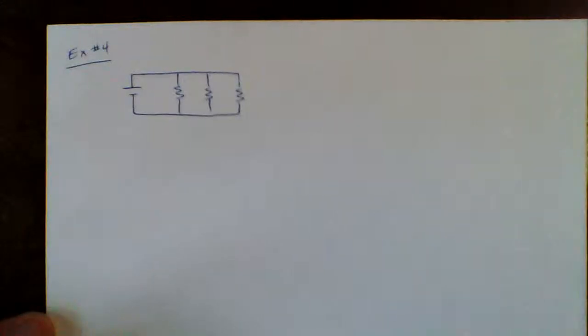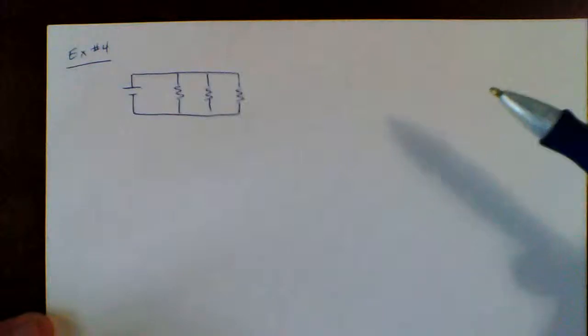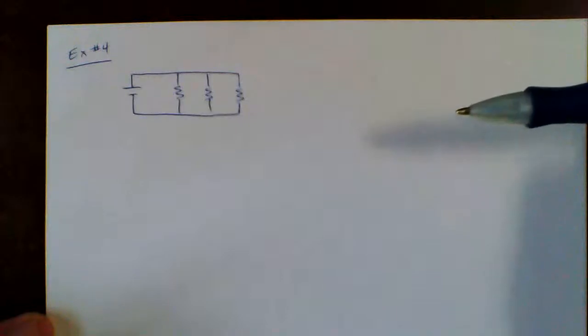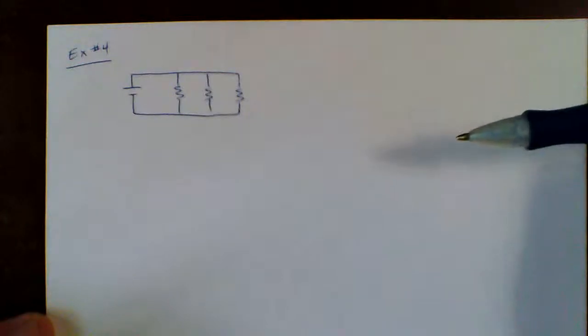Okay, example number 4 says a 120, a 60, and a 40 ohm resistor are connected in parallel to a 110 volt power source. We're being asked to draw a schematic diagram. We want to know what the equivalent resistance of the circuit is, what the current from the power source is, what the voltage drop across each resistor is, and then what the current through each resistor is.